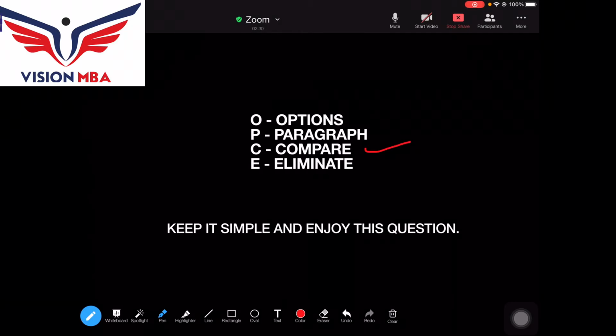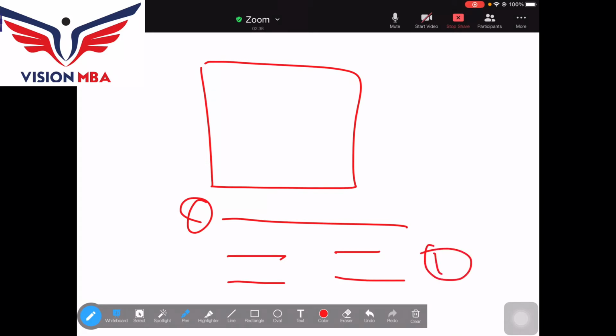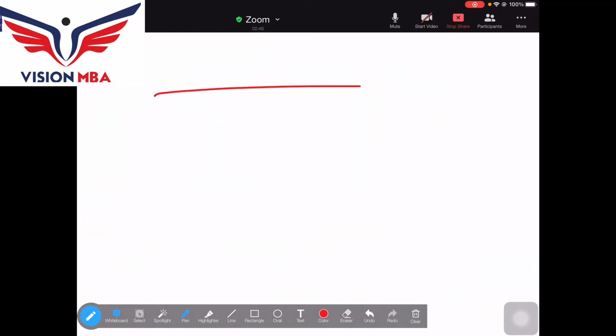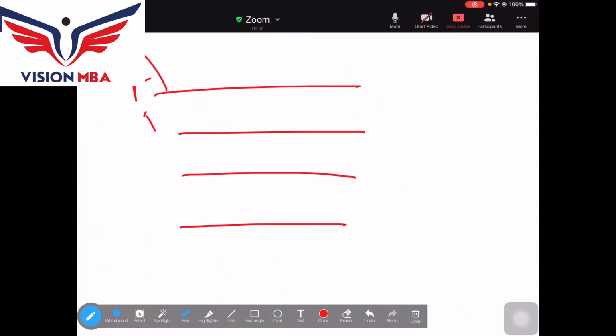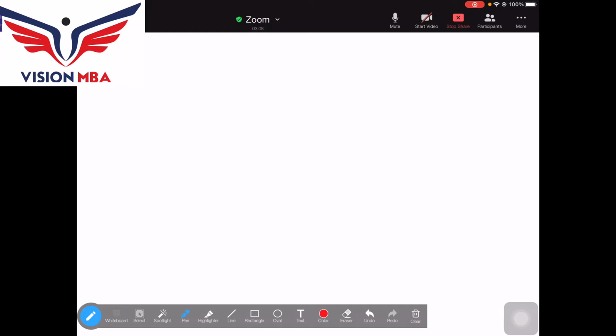So first, let me again take the white screen. Let's say a paragraph is given, a question is there, and let's say these are 4 options. So first, I'm going to read the options. Second, I'm going to read the paragraph. Third, I'm going to compare the options, which option is better than what, and then I'm going to eliminate. For example, let's say here we got 4 options, A, B, C and D. I read A, okay, I read B. B sounds better than A, so A is gone. I read C, B is still better than C, so C is gone. I read D, D is better than B, so D is my answer. So what I did, I compared and I did the elimination.